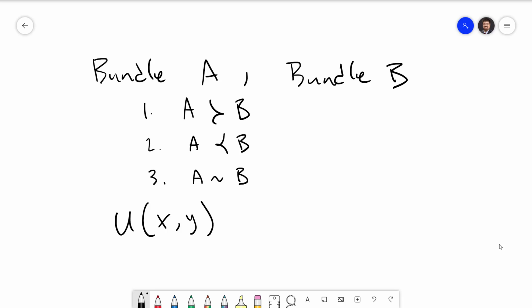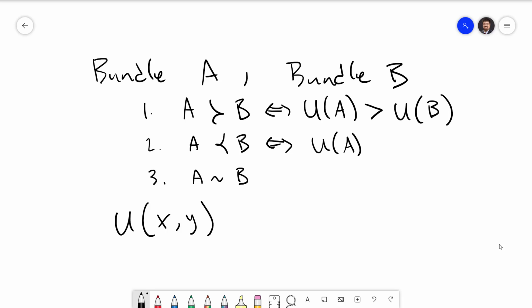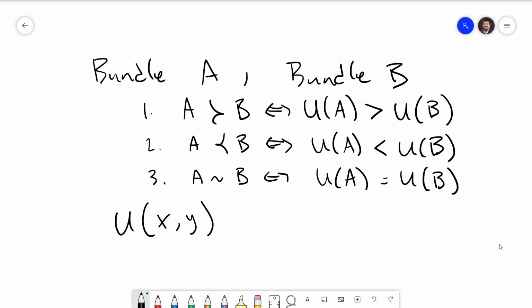If bundle A is preferred to bundle B, that is equivalent to saying the utility that the consumer gets from bundle A is greater than the utility they get from bundle B. If B is preferred to A, that means that the utility the consumer gets from bundle A is less than the utility they get from bundle B. And finally, if the consumer is indifferent between the 2 bundles, then that means the utility is exactly the same. This is all that utility does.